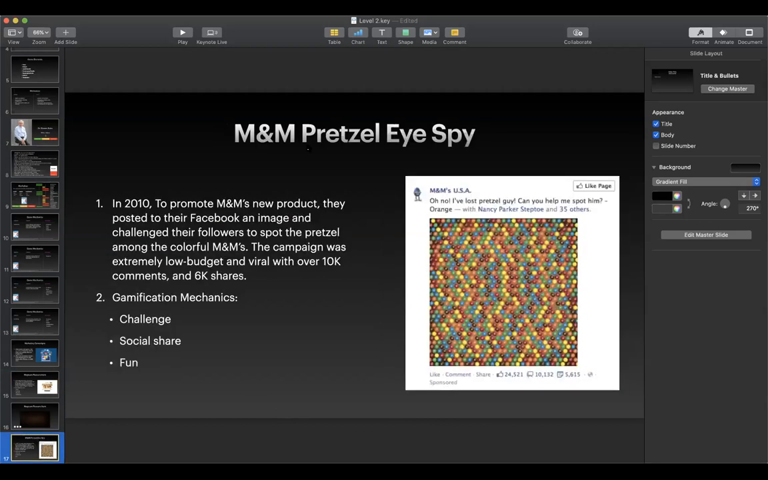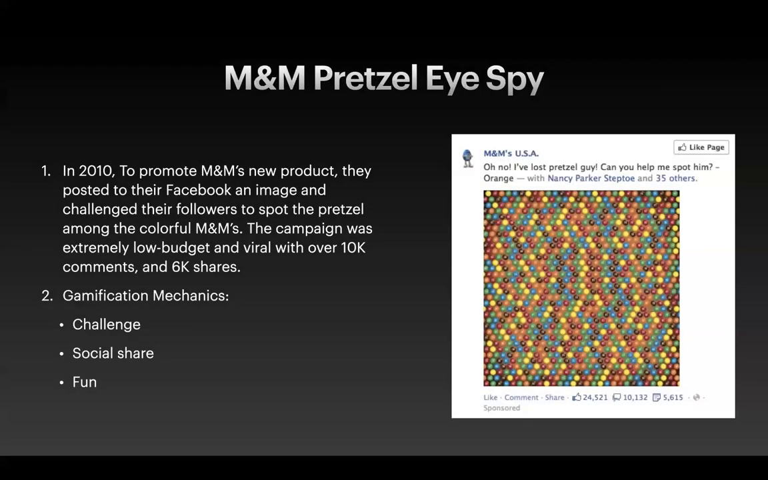Yeah, and let's talk about M&M Pretzel Eye Spy. In 2020, to promote M&M's new product, M&M posted an image to their Facebook and challenged their followers to spot a pretzel among the colorful M&Ms. The campaign was extremely low budget. It's just an image, and it went viral, with over 10K comments and 6K shares. The gamification mechanics are challenge, social share, and fun.